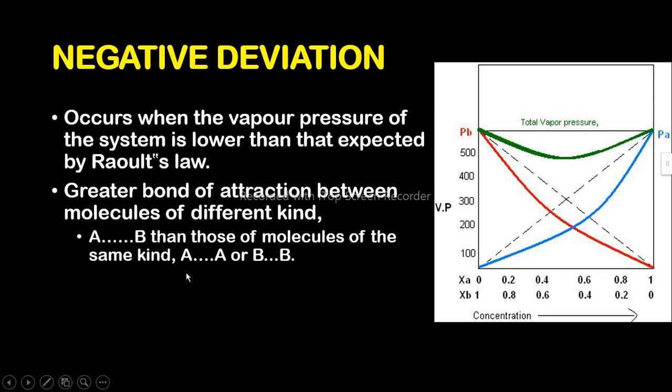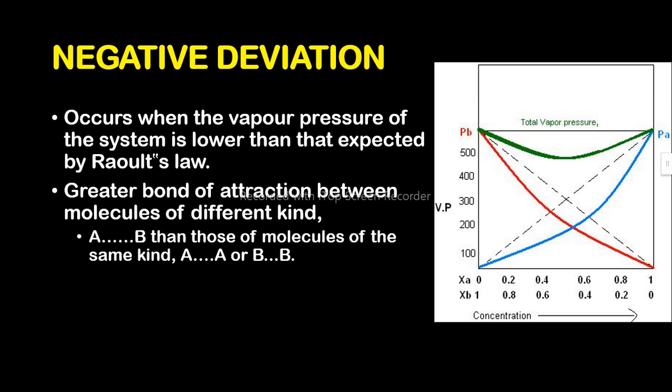Now, why is it so? Think about it. With Raoult's law, the intermolecular forces of attraction between like molecules are assumed to be equal to the intermolecular forces of attraction between unlike molecules, and so the system will follow ideality. It won't deviate. But now here, why is it deviating negatively? Think about it.